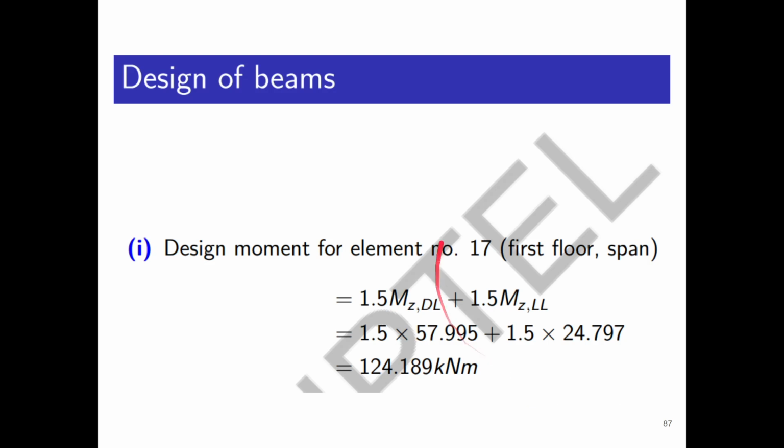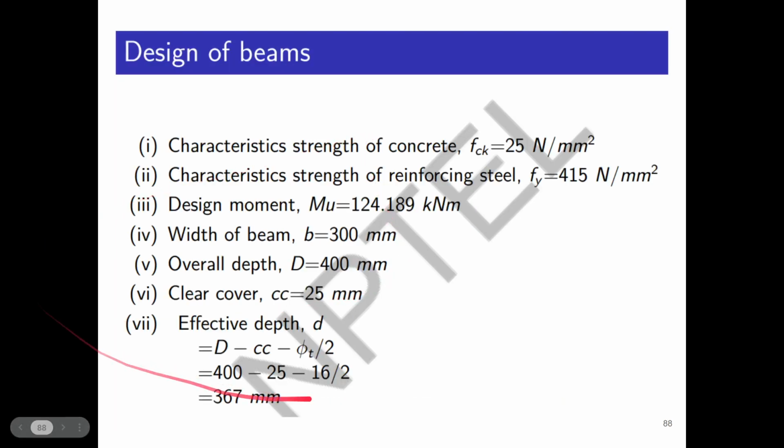So they have found that element number 17 is having the maximum or the critical moment, maximum moment due to dead load and maximum moment due to live load. Based on this, let us design. Therefore the design moment we have to consider is 1.5 into 57.995 plus 1.5 into 24.797. That means the value will come to be around 124.189 kilonewton meter. Based on this we have to design.